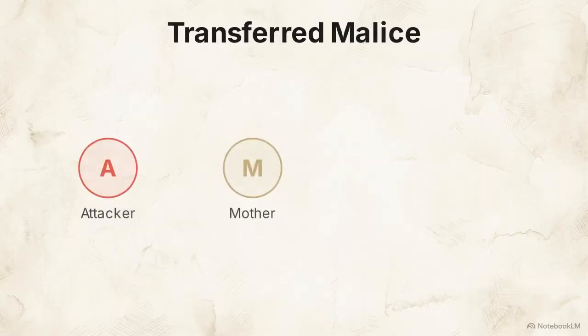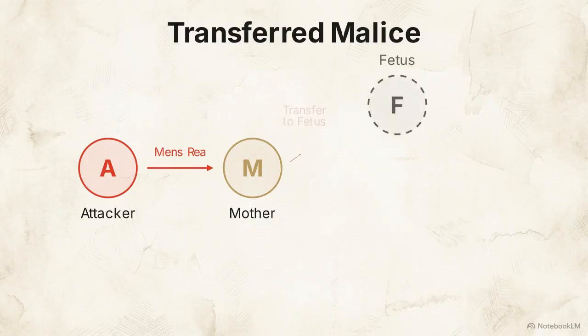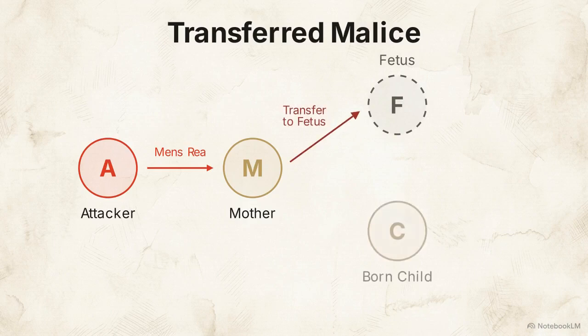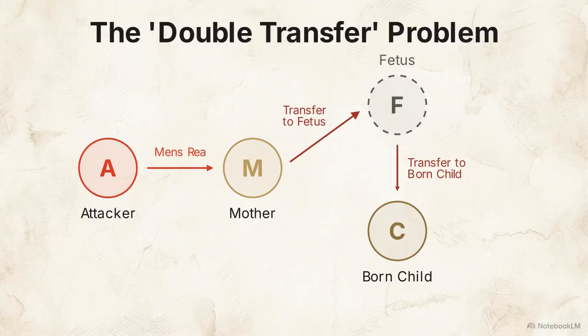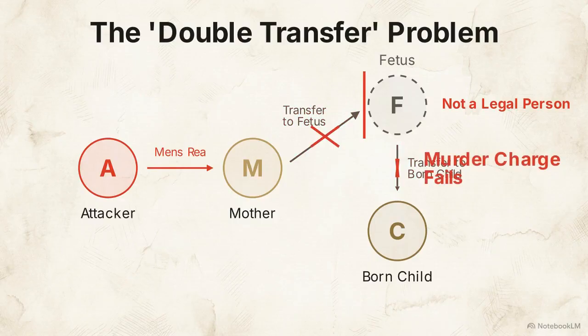The prosecution tried to build a murder case using transferred malice, a doctrine where the mens rea, or guilty mind, intended for one victim can be legally transferred to another. They argued the attacker's intent to cause serious harm to the mother transferred to the fetus and then to the born child. But the House of Lords rejected this. At the time of the stabbing, the fetus did not legally exist as a person in the eyes of the law. Because a double transfer of intent to a non-legal entity is logically impossible, the murder charge failed.